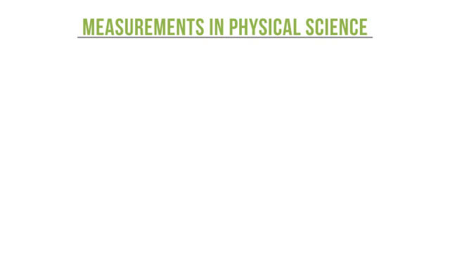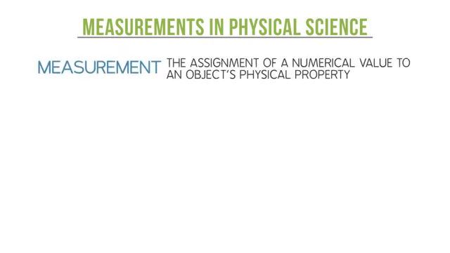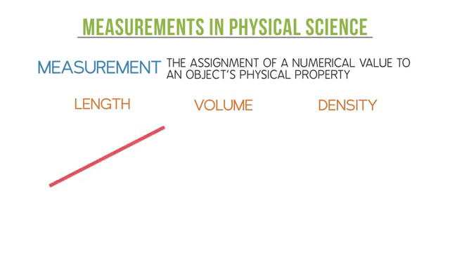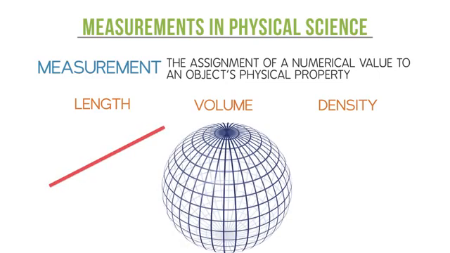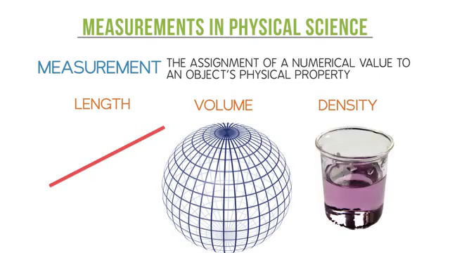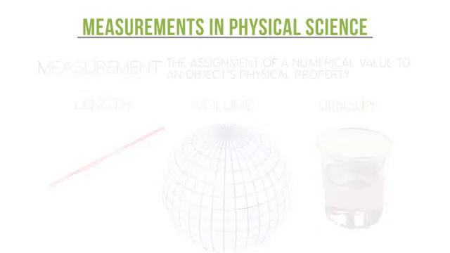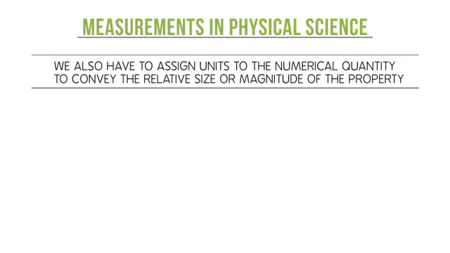Well, in science, a measurement is considered the assignment of a numerical value to an object's physical property. Measuring physical properties such as length, volume, and density is very common. For example, you might want to know the length of a line, the volume of a sphere, or the density of a liquid. Whenever we take measurements, we also have to assign units to the numerical quantity in order to convey the relative size or magnitude of the property in question.